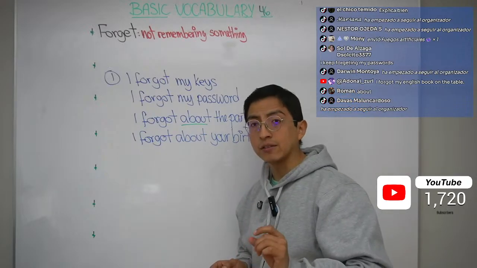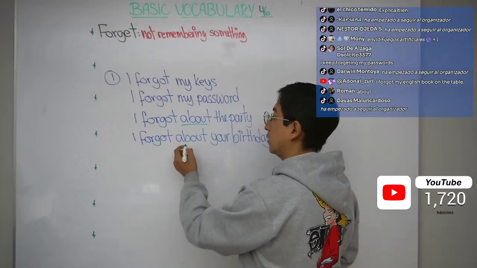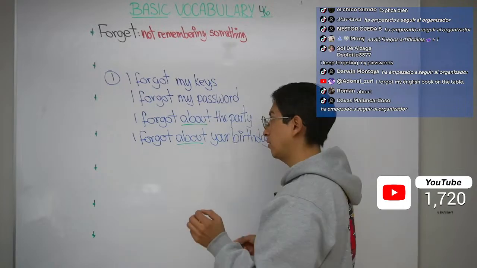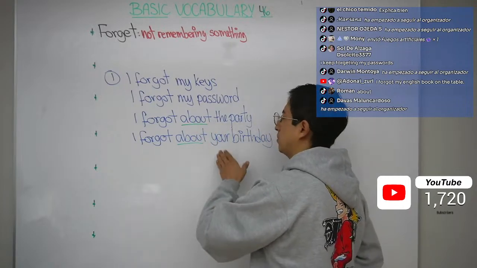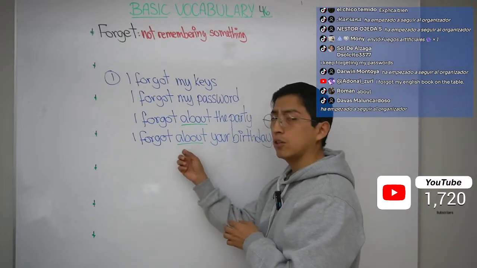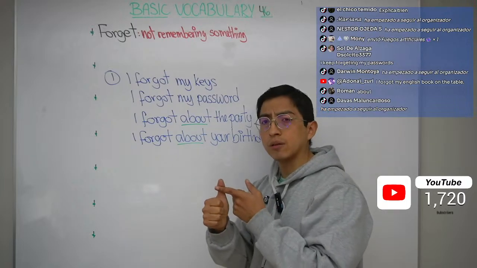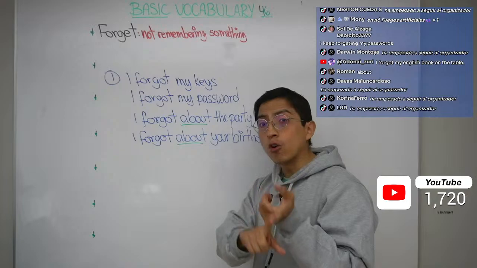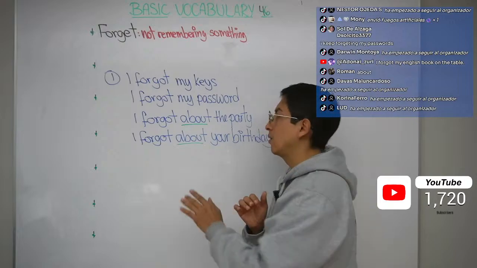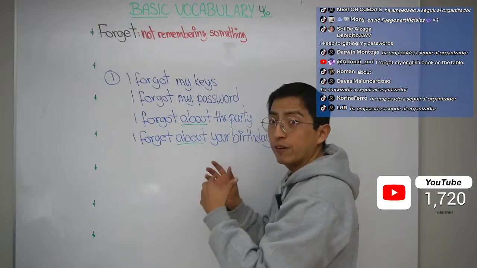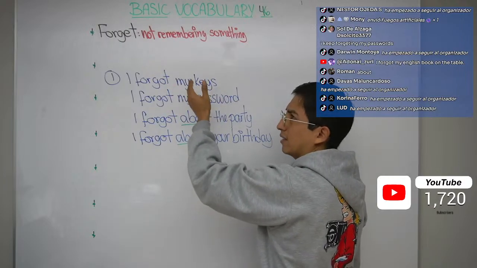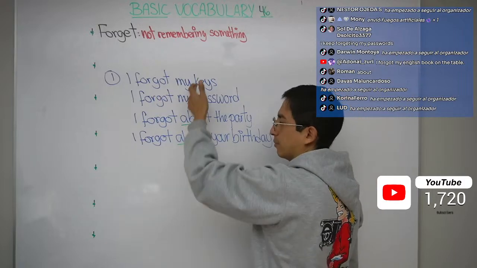Now, remember, guys, that in this case, we're gonna use this preposition, okay? About. Why? Because we're talking about a specific celebration, festivity, or special occasion. In those cases, we can use this expression, okay? I forgot about the meeting. I forgot about your wedding. I forgot about the time. Yes? In those cases, we're gonna use about. Okay? For physical things, or for information, it's not necessary. Okay? I forgot my keys. This is perfect. We never say, I forgot about my keys.